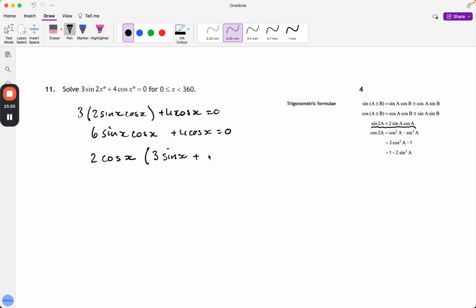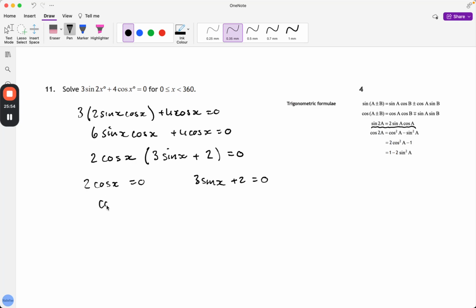And then over here, I'm just going to get left with a 2, because 2 cos x times 2 is going to give me my 4 cos x. Grand. So for this one, we want to just kind of solve this as we normally would if we had just numbers and x's. So we're just going to set both of these things equal to 0 separately and then solve. So we've got 2 cos x equals 0, and we've got 3 sine x plus 2 equals 0.